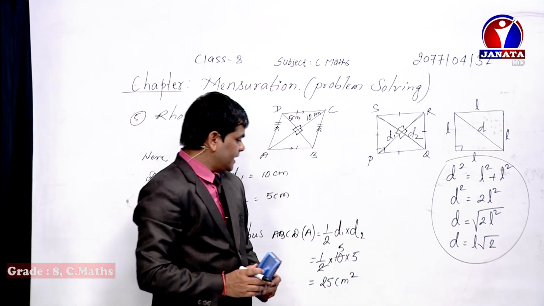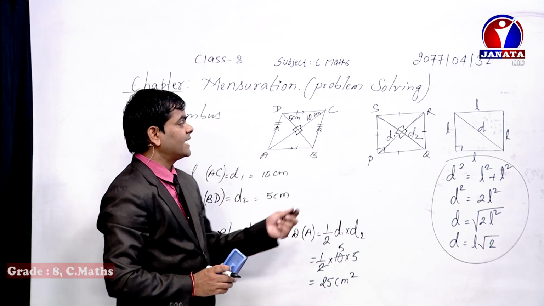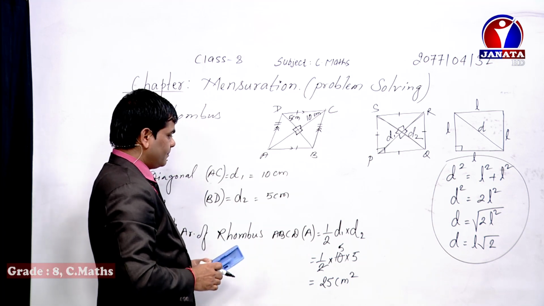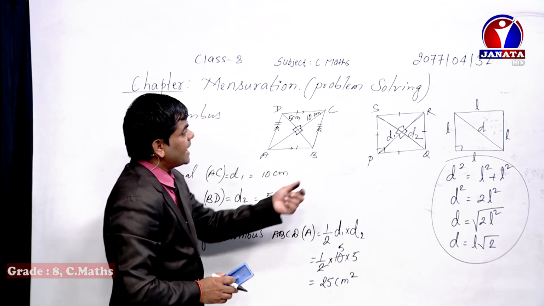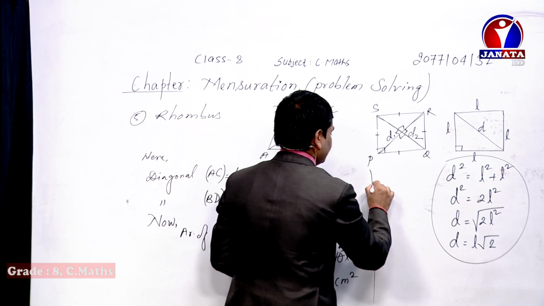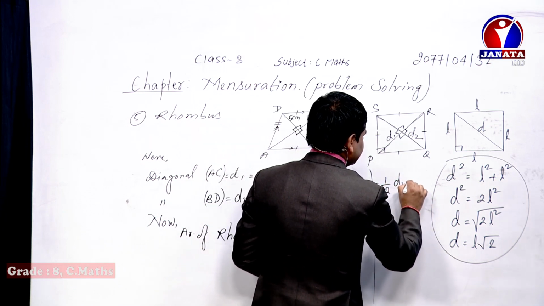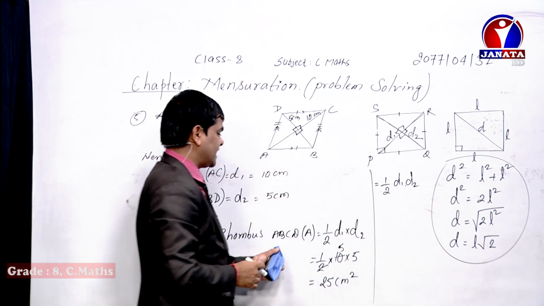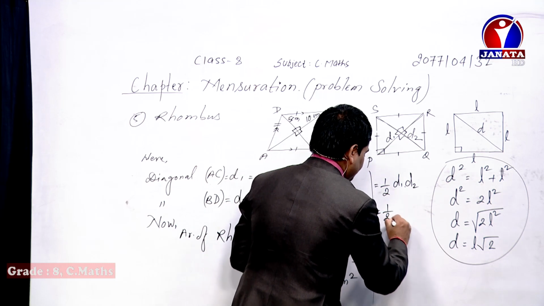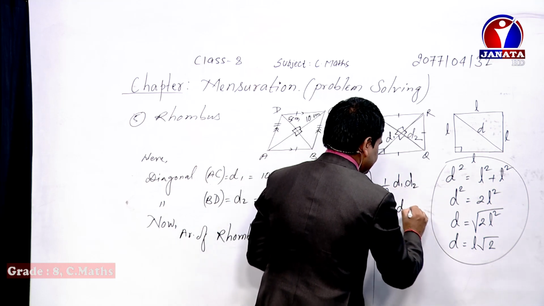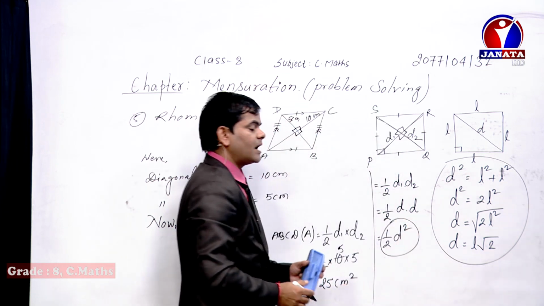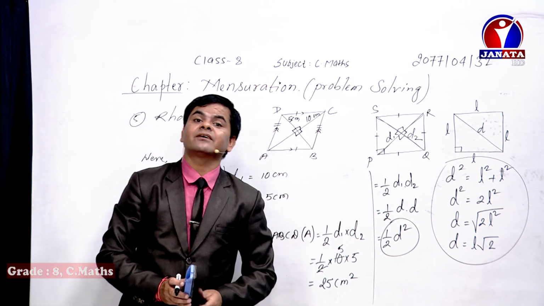Now I am going to present one problem regarding square, but only if the diagonal of square is given, at that time you need to use this formula, 1 by 2 d1 into d2, isn't it? This is the formula of rhombus as well as square, but d1 and d2 are equal to each other, isn't it? So 1 by 2 d1 and d2 are equal, d into d, it means 1 by 2 d square.